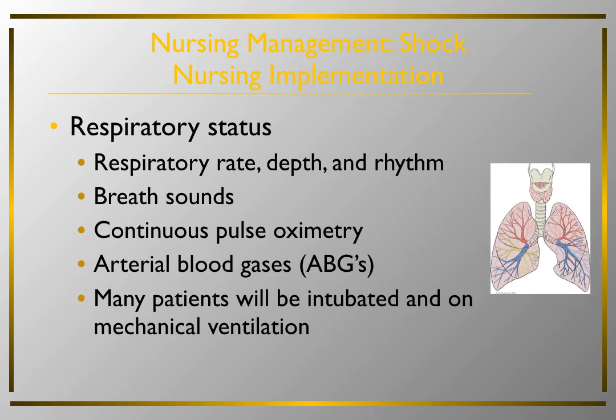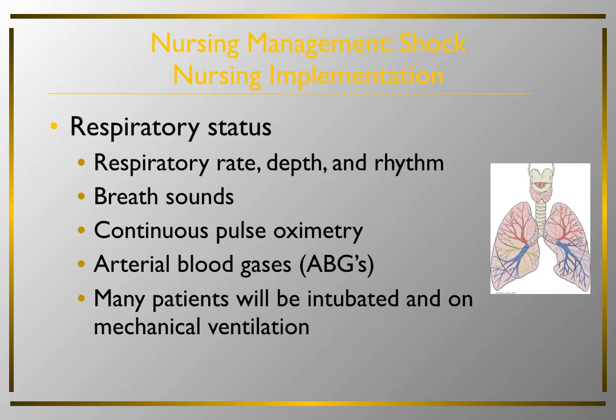Pulse oximetry using a patient's finger may not be accurate in a shock state because of poor peripheral circulation. Instead, attach the probe to the ear, nose, or forehead according to the manufacturer guidelines to increase accuracy.